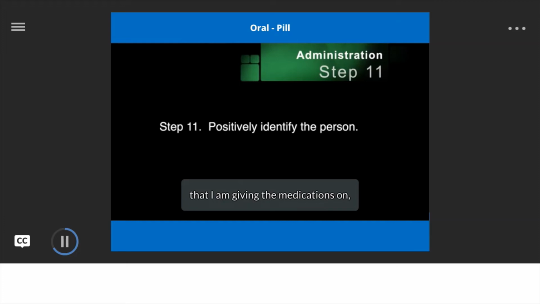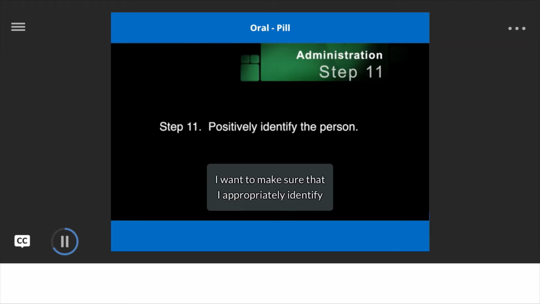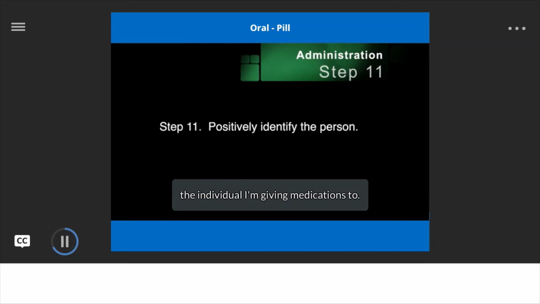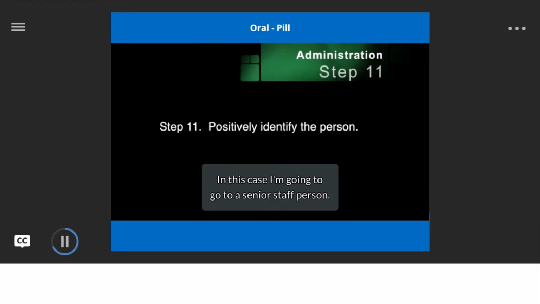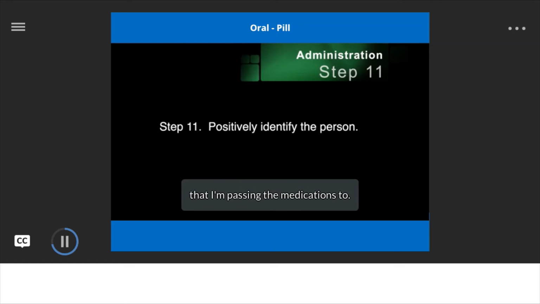Step 11. Because I don't know who the individual is that I am giving the medications to, I want to make sure that I appropriately identify the individual. In this case, I'm going to go to a senior staff person, someone who has a relationship with the individual that they've known for a long time, and I'm going to ask that staff person to assist me in identifying the individual that I'm passing the medications to.